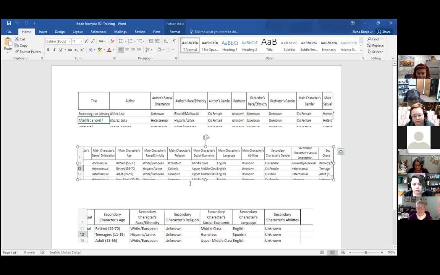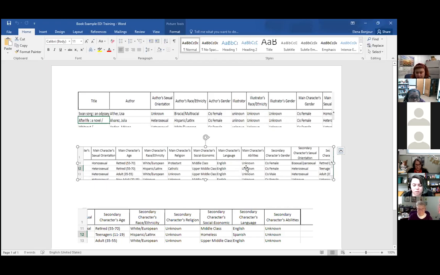I believe it was mentioned that she was Catholic in the book. She was a retired professor, and I put it as upper middle class. Her main language was English because she was a retired English professor. Nothing is said about her abilities or disabilities, so I kept it as unknown.